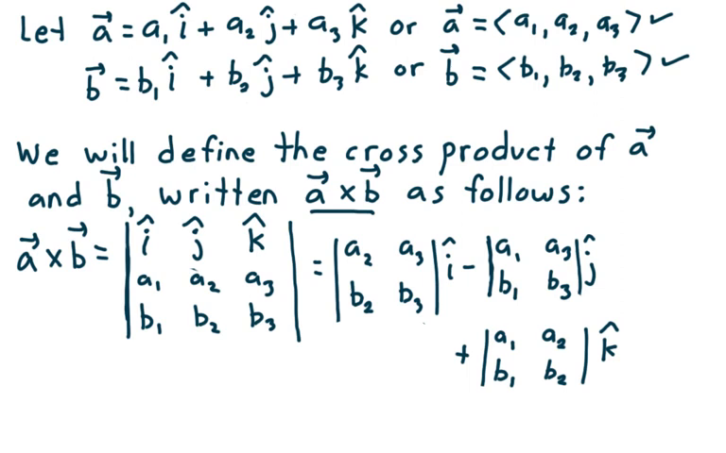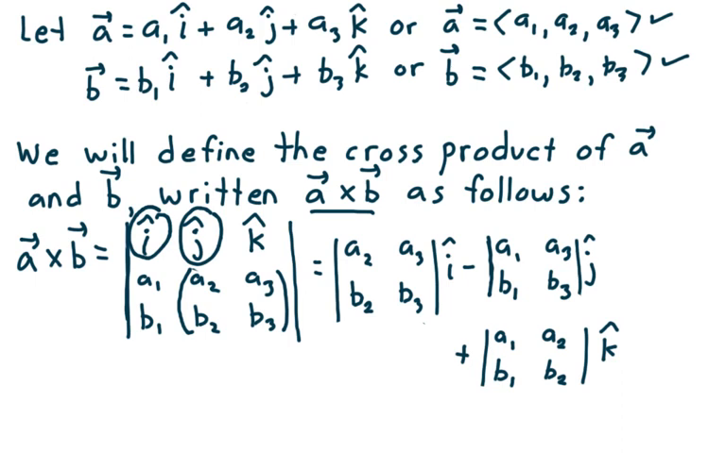So I'm going to take i, and I'm going to eliminate the row and the column that contains i, and multiply by the determinant of that 2 by 2 submatrix, which in this case is A2, A3, B2, B3. Then I'm going to go minus j times the determinant of that submatrix found by eliminating the row and the column that contains j, which in this case will be A1, A3, B1, B3.